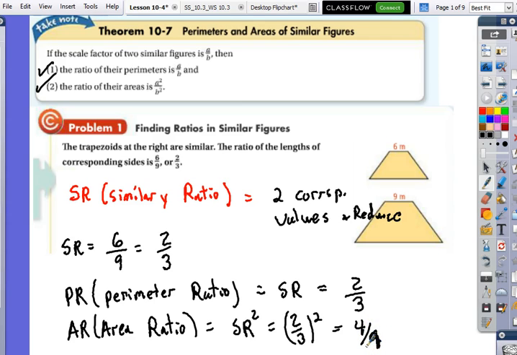So to recap, we need to find the similarity ratio first. Then after we find the similarity ratio, we're going to be using that similarity ratio to calculate an area ratio. And then after we know what the area ratio is, then we can go ahead and set up a proportion to solve the problem. So let's see what I'm talking about.